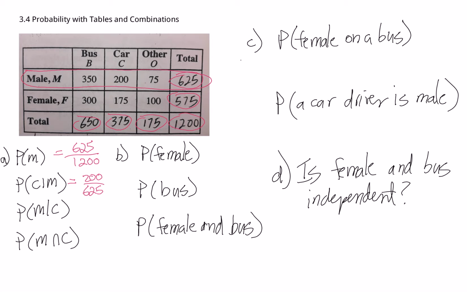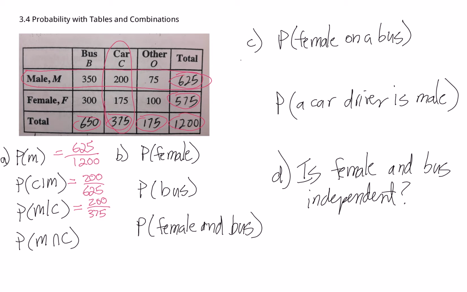The next one says, what's the probability it's a male, given that we know it's a car? So now in this case, we want to use the other column. We're looking at just the car column. We know it's a car, so how many males drive cars? We have 200. But now we have a total of 375 that take a car. You can see those two are a little bit different. It's just depending on which column or which row you're looking at.